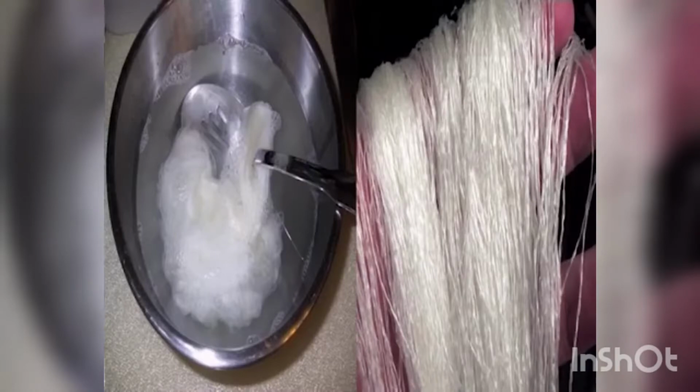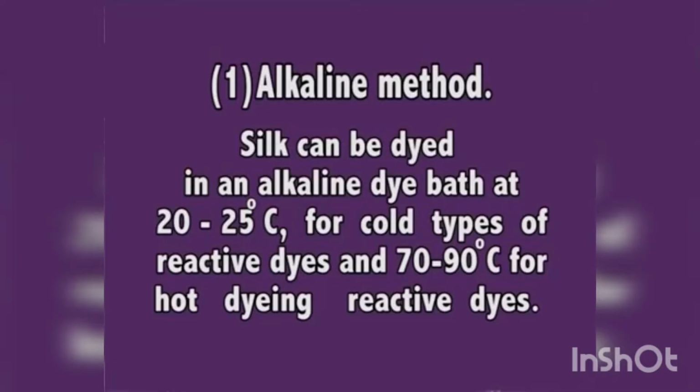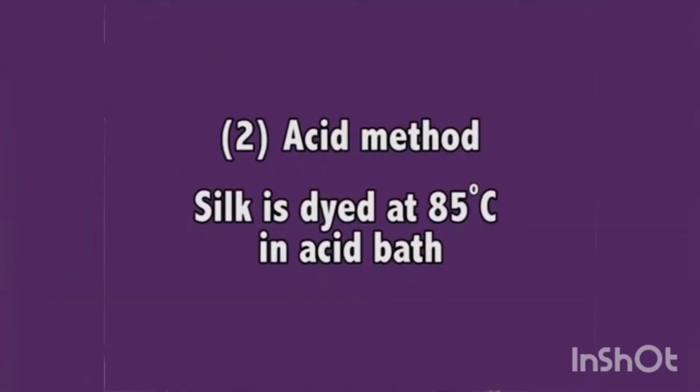Before dyeing with reactive dyes, it is necessary to degum the silk thoroughly to remove sericin. There are two methods by which reactive dyes can be applied to silk: the alkaline method and the acid method. Silk can be dyed in an alkaline bath at 20 to 25 degrees centigrade for cold types of reactive dyes and 70 to 90 degrees centigrade for hot dyeing reactive dyes. Silk is dyed at 85 degrees centigrade in an acid bath.